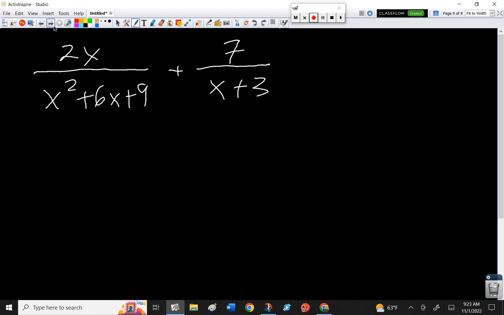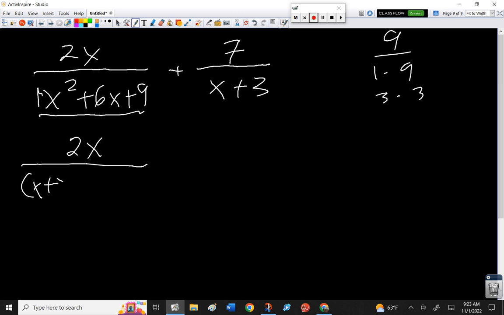Okay, for our last example, ladies and gentlemen, this is where it starts to get complicated. Now, if you look at these denominators, they're not the same, and we could use our shortcut. However, I want to show you something. After looking at this for a while, I started noticing, I can factor that. And if I can factor that by using the factors of 1 times 9, which is 9, I would see that I would get 1 times 9 and 3 times 3. Hey, 3 plus 3 gives me 6. Let me factor this and see what it would look like. So I would get 2x over x plus 3 times x plus 3.